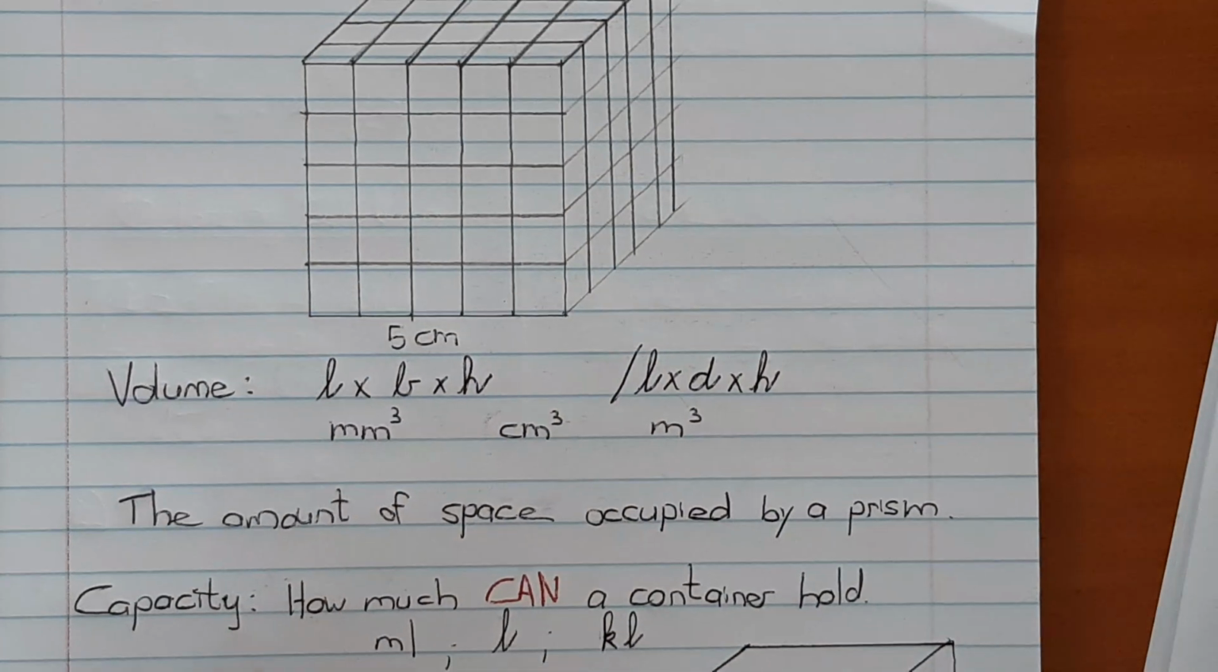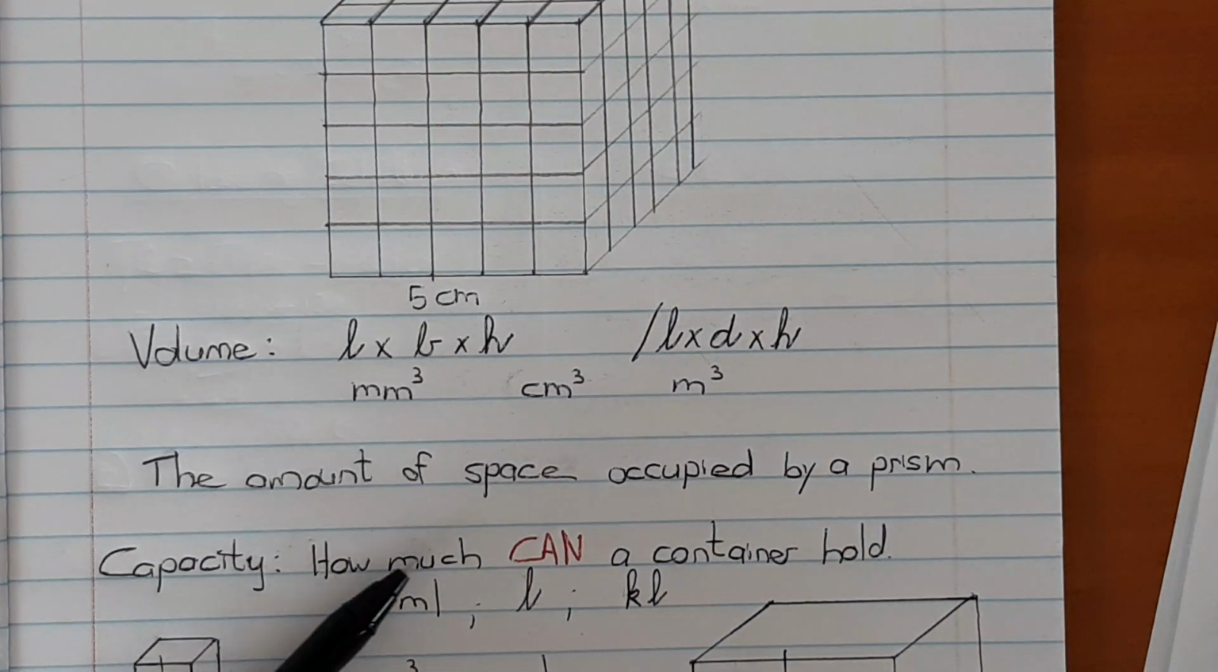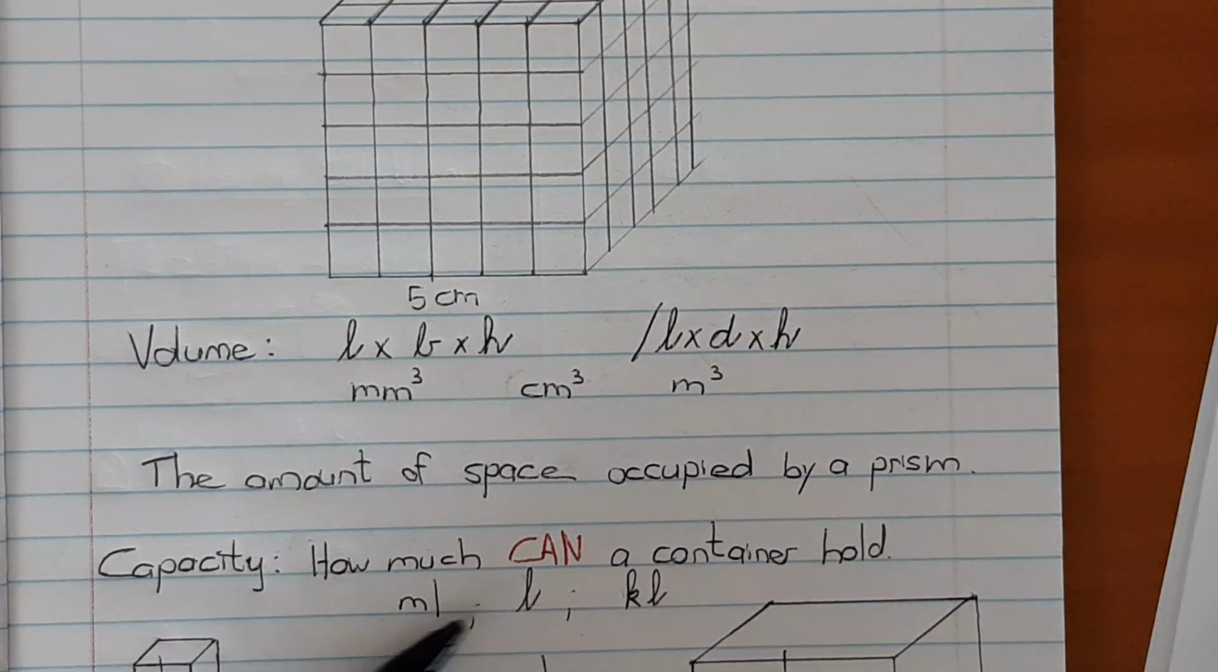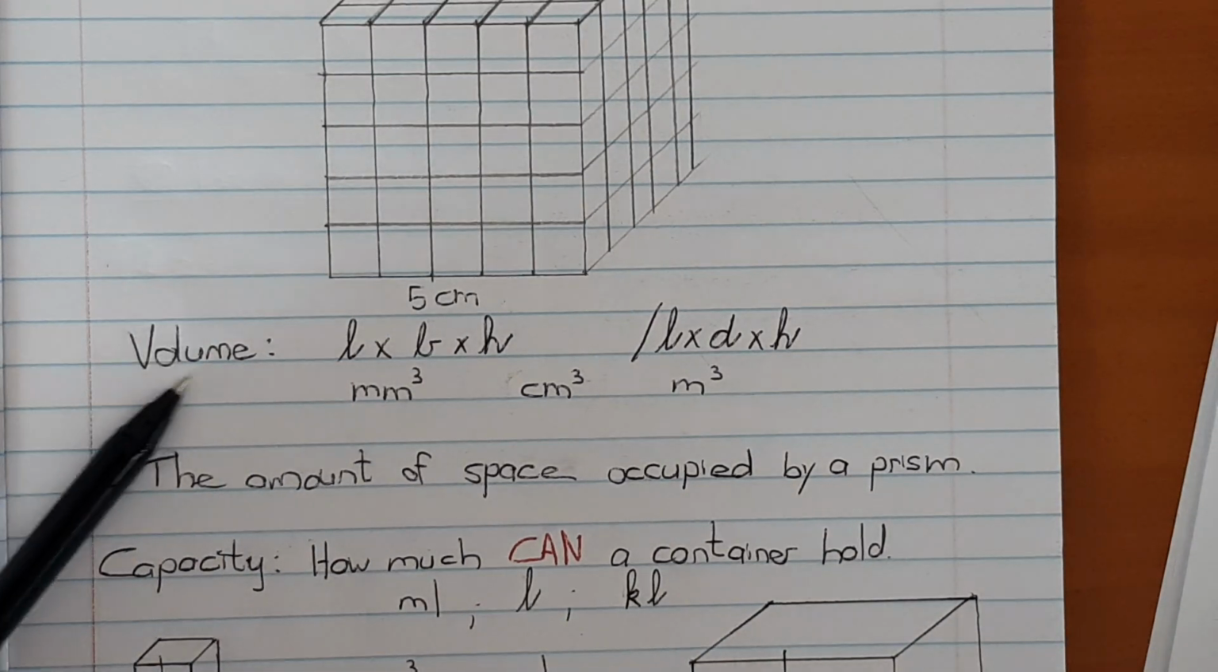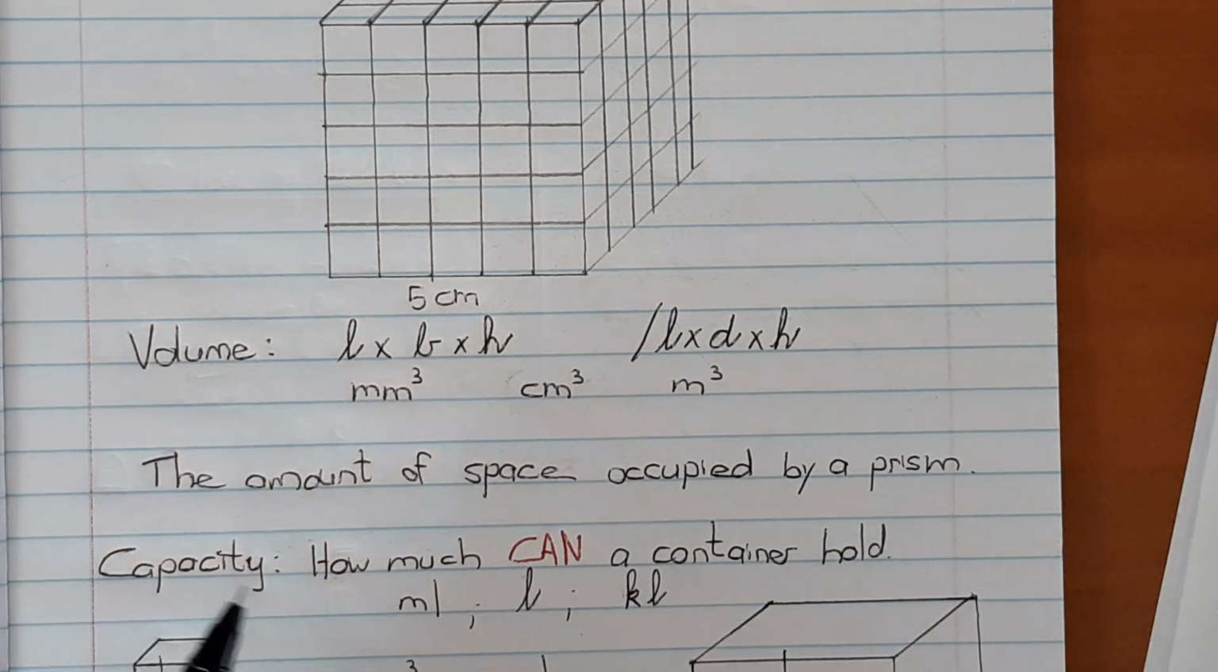Then you get the capacity. The capacity is how much a container can hold. So capacity can. Volume is vol, say. So just think a little bit in Afrikaans. So your capacity is measured in milliliters, liters, and kiloliters.